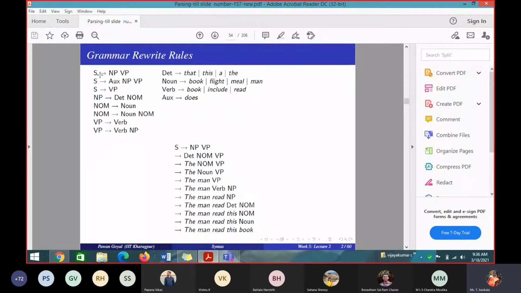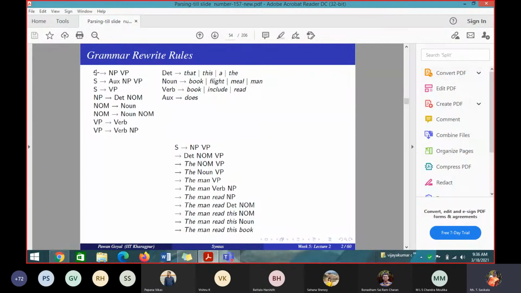If I can derive more than one parse tree for a given sentence, then the sentence is said to be ambiguous. Very good. So I have these rules. I am starting from S, the start symbol. S gives NP VP.